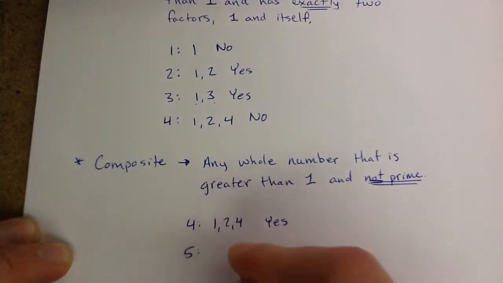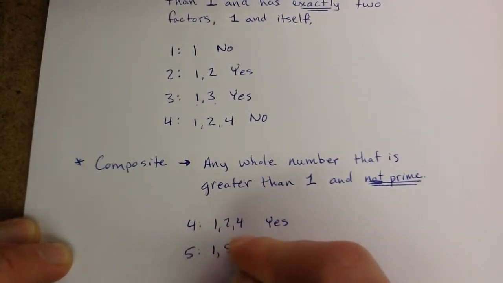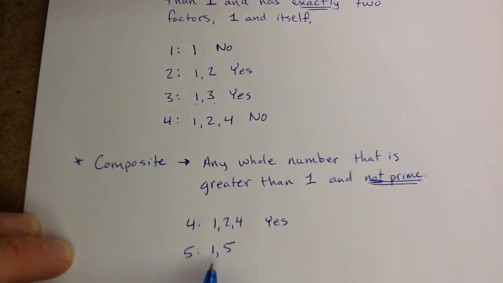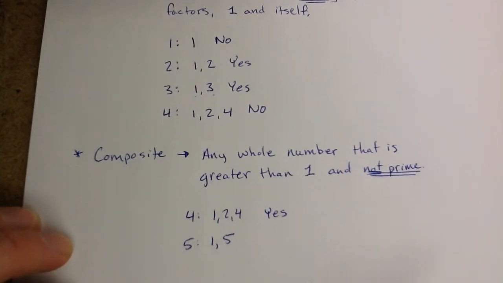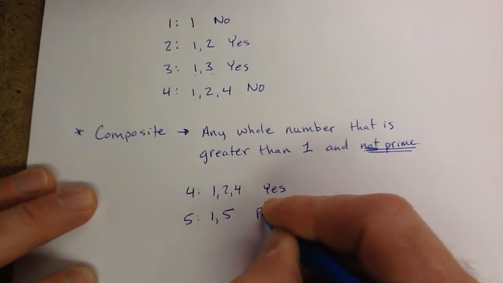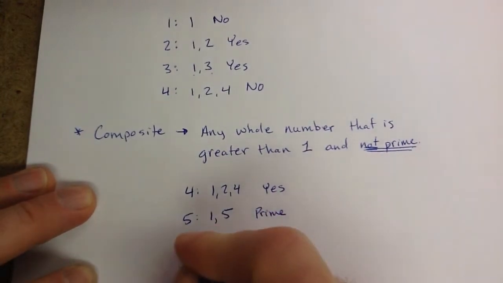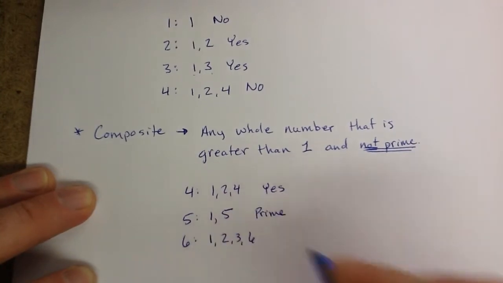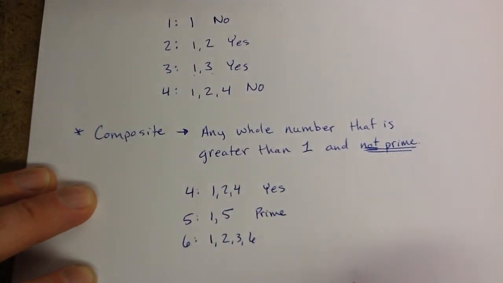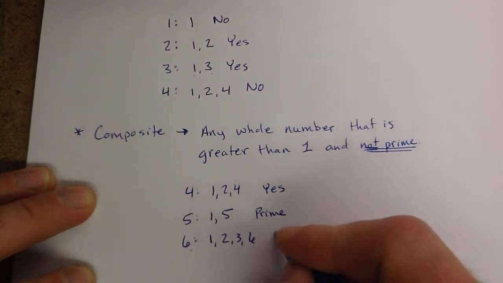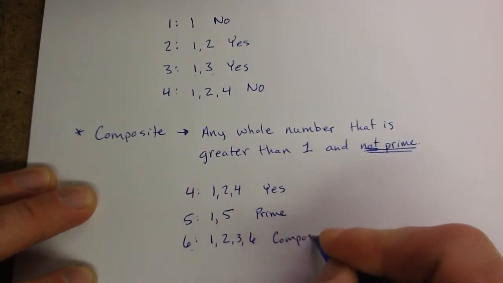Let's look at 5. Factors of 5, 1 and 5. Whole number, greater than 1, but it has exactly two factors. So that means it's prime. So it would not be composite. Let's look at 6. 1, 2, 3, and 6 are the factors of 6. Well, it's a whole number. It's greater than 1. And it has more than two factors, so this would be considered composite.